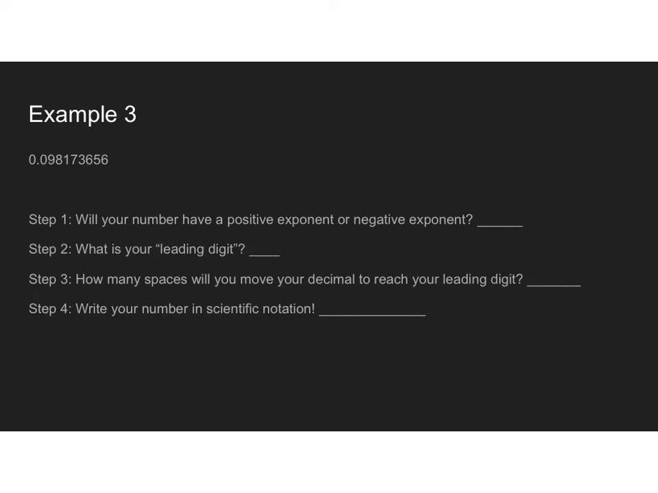All right, here you see us working with a different number. This is a very small number. This is 0.098173656. So this is a small number. It's less than 1, basically is what I mean. So it's going to have a negative exponent because we're going to be moving that decimal to the right. So this is a little bit different.